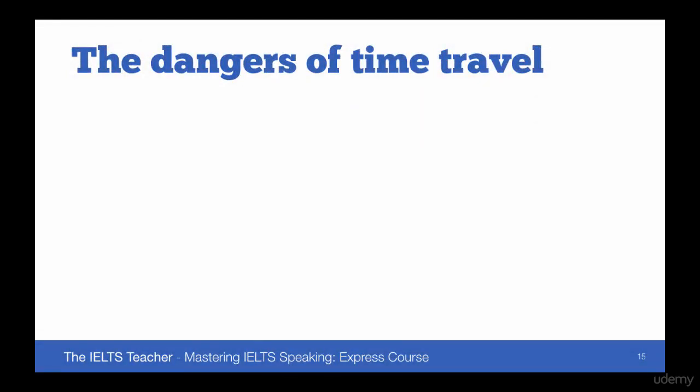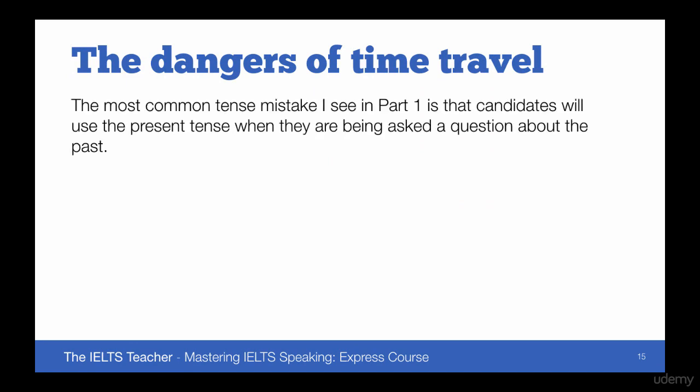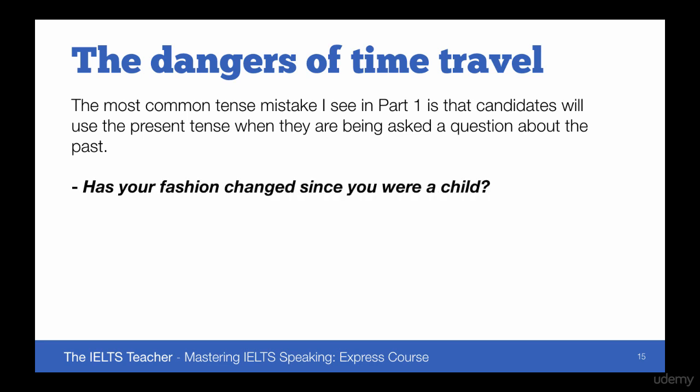Let's talk about the most common mistake that I hear when students try this. And that is the candidates will often use the present tense when they're being asked a question about the past. Has your fashion changed since you were a child? Now you can see this one's a little bit trickier because you've got that present perfect mixed up with the past simple. But have a go with this one again. When you've finished, listen to my answer, which I'm going to play you now.